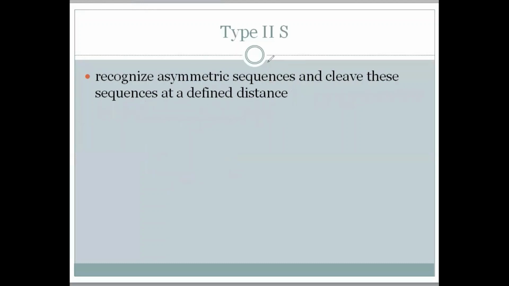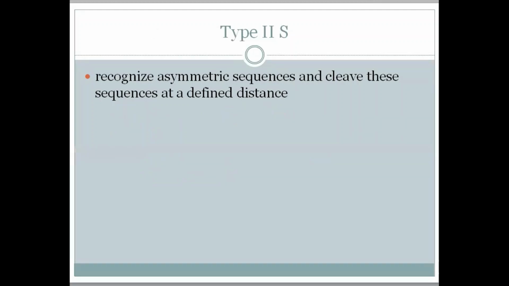Now, type 2S. So, what is this type 2S? It is a monomeric restriction endonuclease that cleaves DNA at a defined distance. It cleaves the DNA at a properly defined distance. They have non-palindromic recognition sequences, and that is asymmetric. One example of this is Fok I.